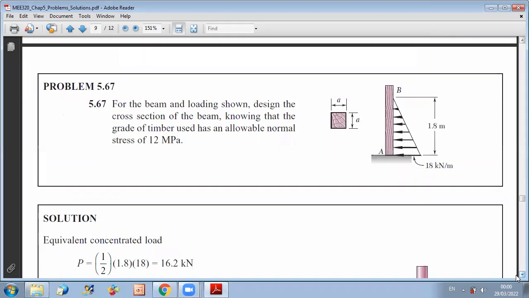In the following problem, we have a beam for which we want to determine the size. We don't know the size. It's a square cross section, but the length size is unknown. So the length of each side of our square is not known. We want to determine the value of A, knowing that the material used has an allowable normal stress of 12 megapascal. They don't differentiate between tension and compression, so we just consider that they are equal. The allowable normal stress in tension and compression is 12 megapascal.